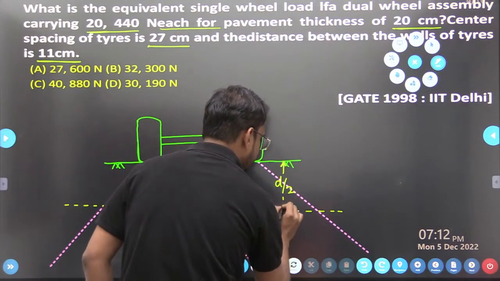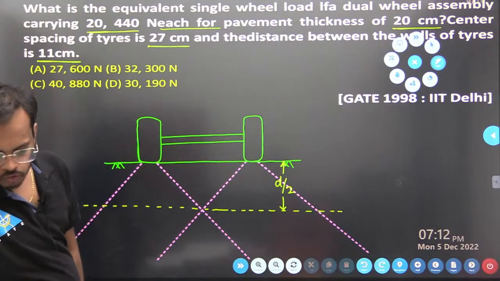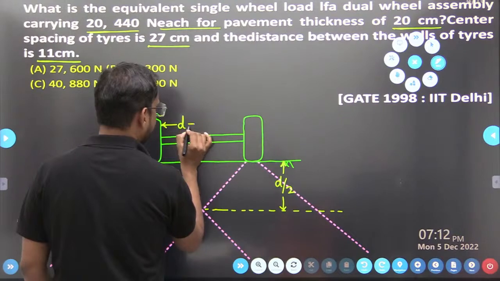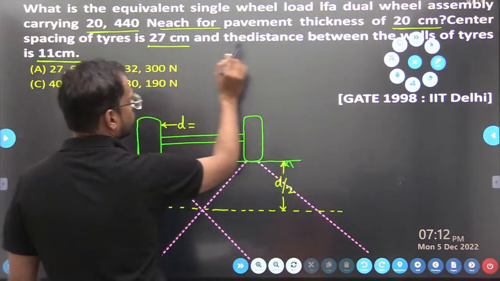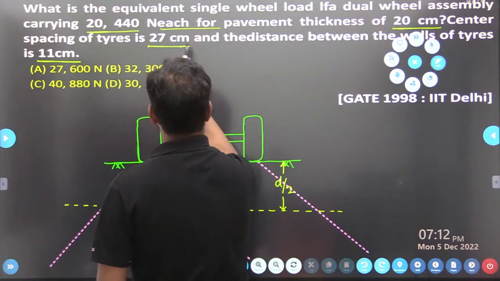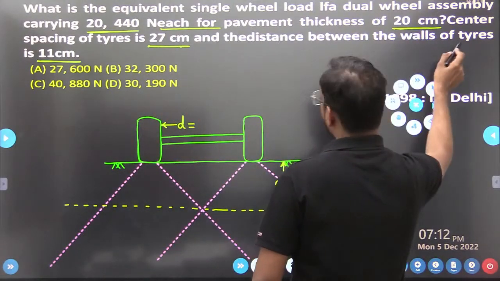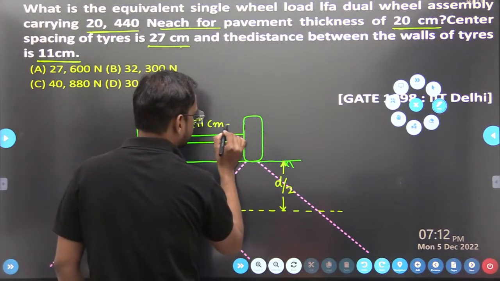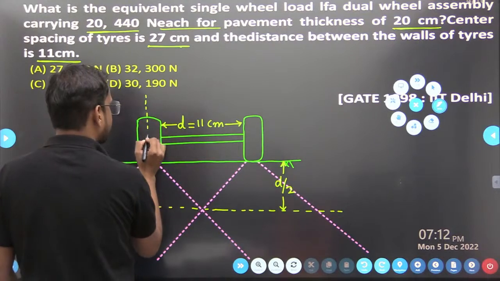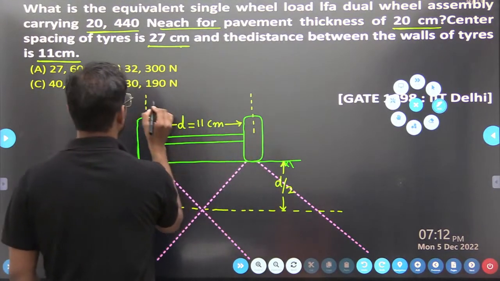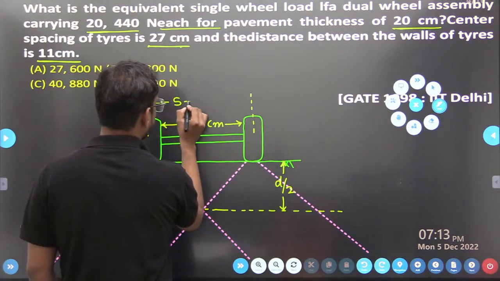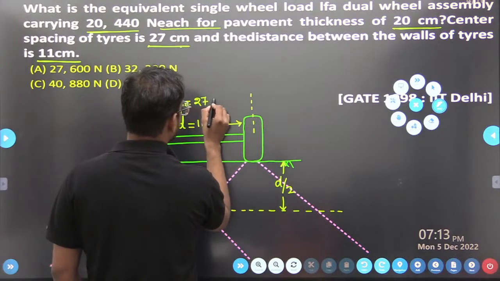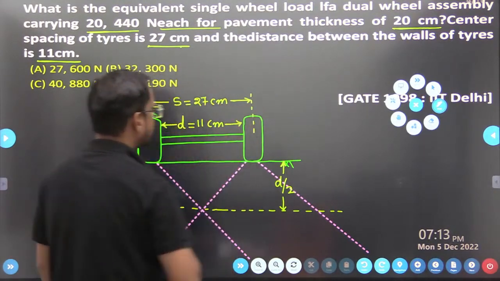What do you mean by small d, my dear friend? Small d by 2. What do you mean by small d? So small d is the inner wall to inner wall distance. Am I right? What is the value of small d given in the question? The center to center spacing between tires is 27 centimeter, and the distance between the walls of the tires, small d, is 11 centimeter, given in the question. Am I right? The center to center distance between two tires, that means the value of S, is 27 centimeter, given in the question.